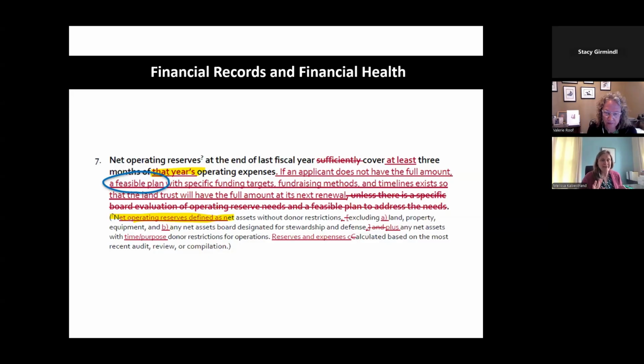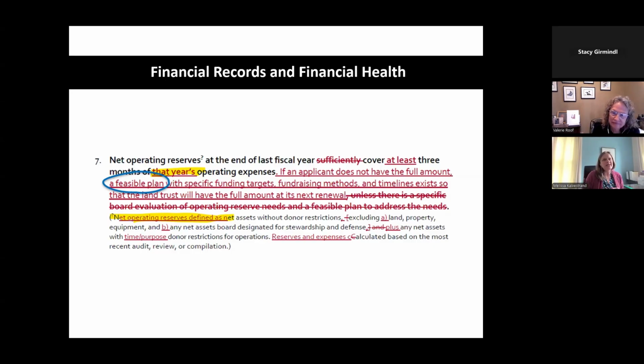We got lots of feedback during the process that people felt 3 months is not enough. We totally appreciate that, but we are trying to reflect the national standard, understanding organizations may want a lot more than that for their own purposes. We're not asking for new information in the application. The application does not have to change around this. We get the information currently needed to evaluate this.